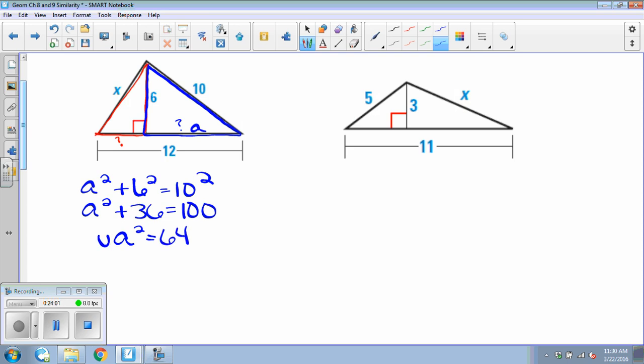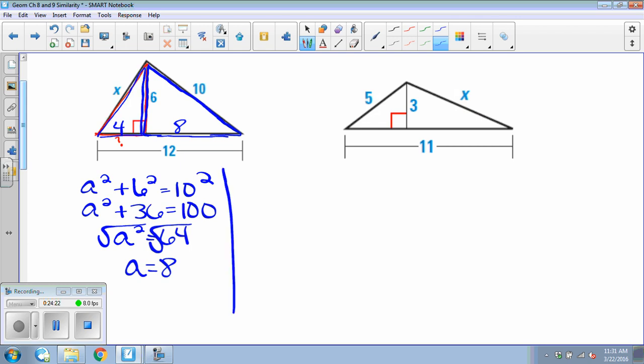And you take the square root of both sides and you get a equals 8. So we know that this value right here is 8. So if the whole thing's 12, what's this? So that has to be 4, right? Now I have enough to do Pythagorean theorem with this side.